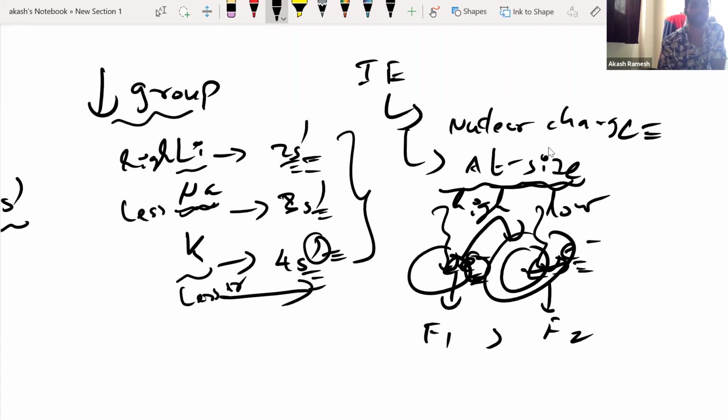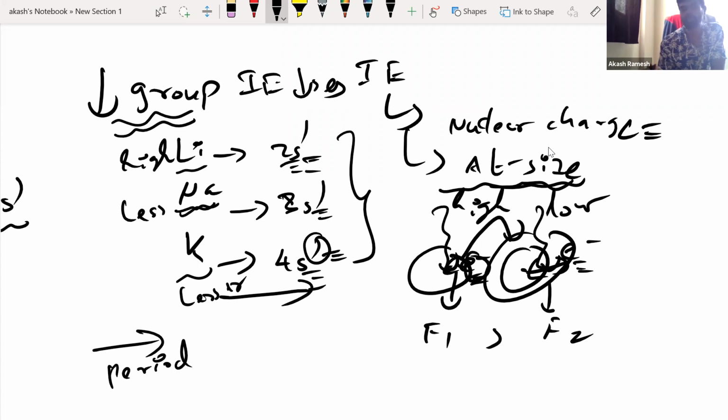Okay, so what is happening here? When I go down the group, the ionization energy decreases. Why does it decrease? Because the nuclear attraction is decreasing. It is becoming more and more easy for us to remove the electron. When I go down the group, the electron goes farther and farther away from the nucleus. Okay, now I think you'll be able to understand what happens when I go along the period. Along the period, I know the size keeps on decreasing. The valence electron keeps coming closer and closer to the nucleus.